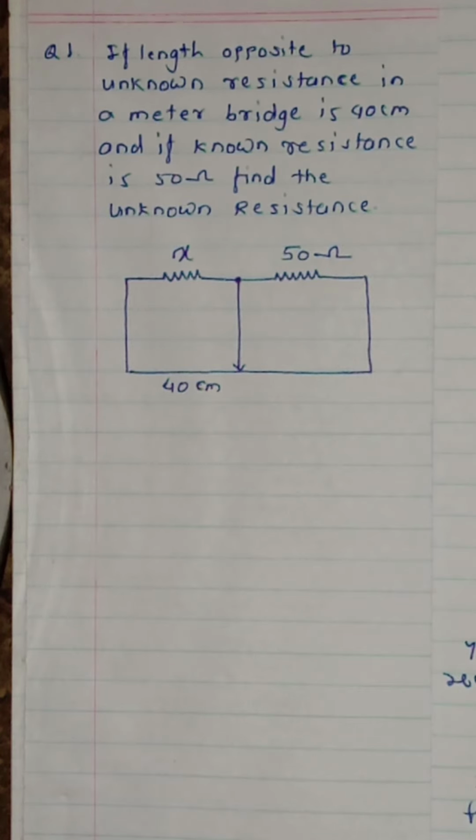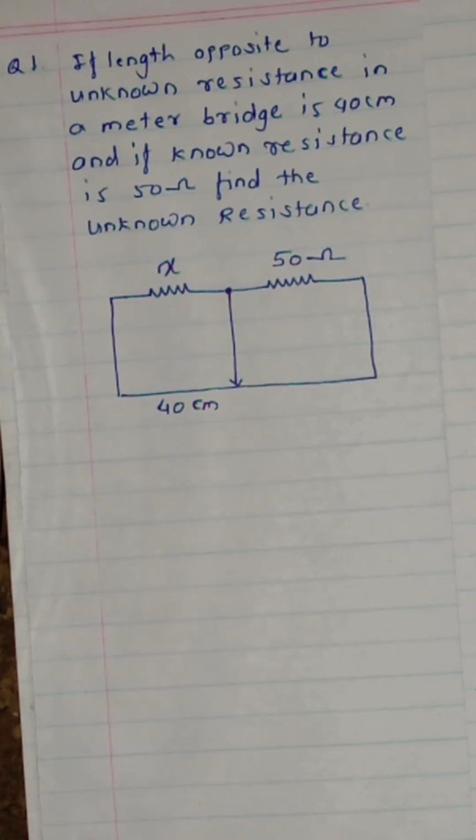Let's study the various problems regarding the meter bridge. The first problem is: if the length opposite to the unknown resistance in a meter bridge is 40 cm and the known resistance is 50 ohm, find the unknown resistance.